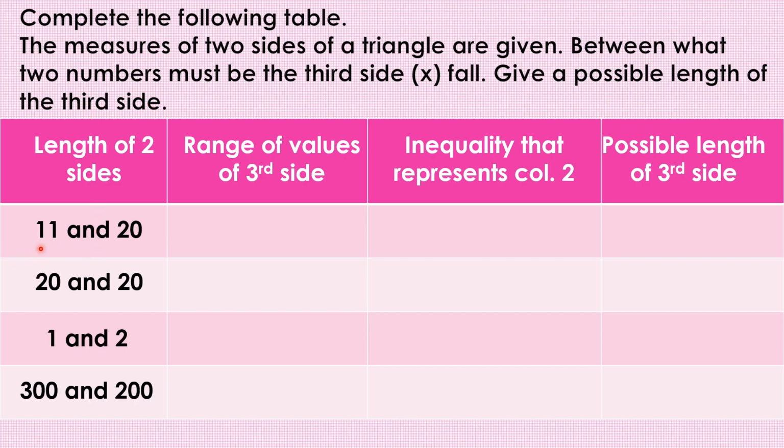So if the two sides are 11 and 20, what is the range of values of the third side? So, range of values. What do you do first? Okay, you have to add for the maximum, and then subtract for the minimum. And then put it in the inequality. What is the inequality sign? The less than sign. X is between the minimum and the maximum. And then choose a third side. The value must be between your minimum and the maximum, of course.